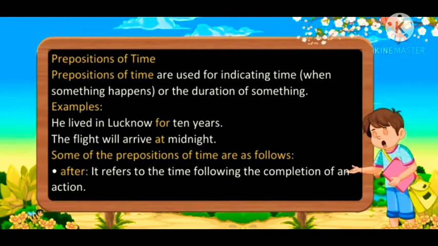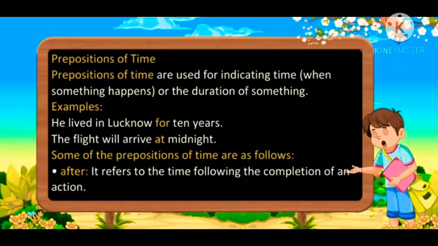Now, let us come forward towards prepositions of time. Prepositions of time are used for indicating time, when something happens, or the duration of something. Example, he lived in Lucknow for 10 years. The flight will arrive at midnight. So you can see it is showing you the time or the duration of something happening.